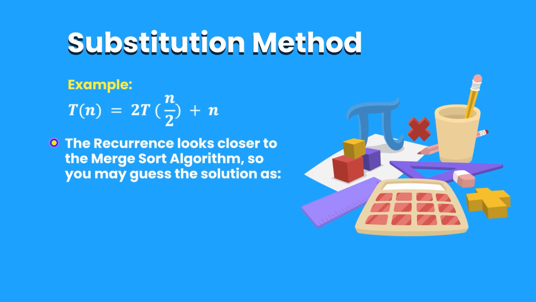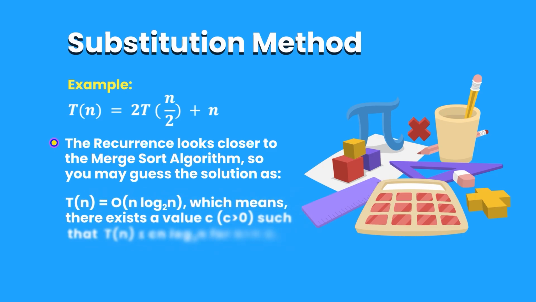This particular recurrence looks very close to merge sort. So we may guess our solution to this recurrence relation as order n log n. That is what we are going to be assuming, and the base of this log is 2. Why? Because we are dividing the problem into two parts every time.